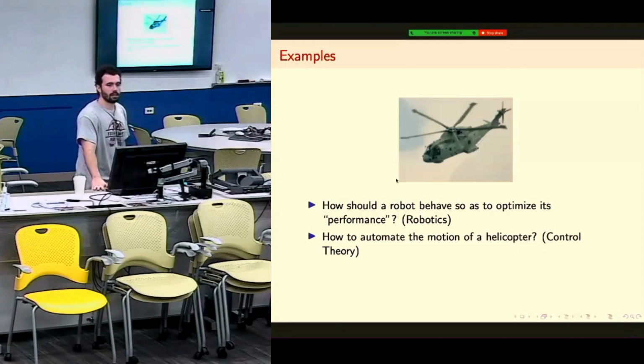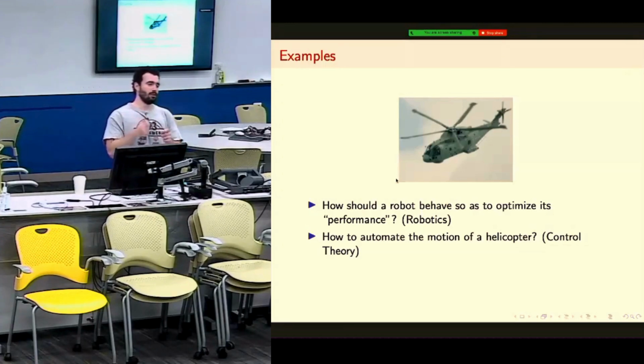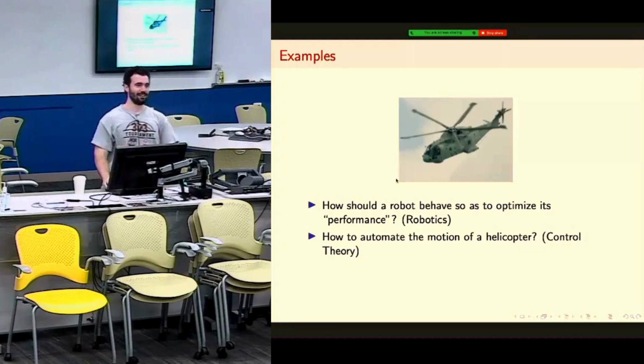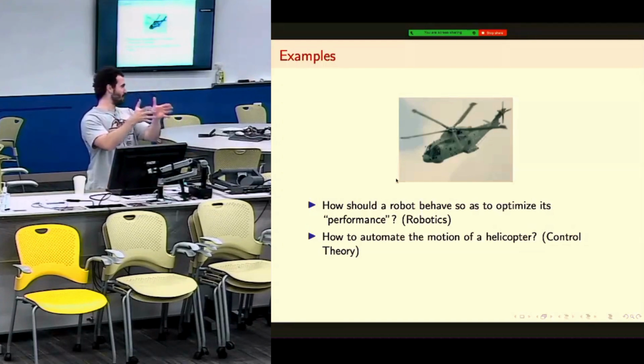So how do you actually automate the motion of a helicopter? Same exact thing. You have a bunch of different things, like you either want to increase the speed that your propeller moves, or you have the other joysticks that I don't know what they do. And those are all your actions that you can take. And your reward is maybe how upright is your helicopter, right? So if your helicopter is upside down, that's probably not good. If your helicopter is right straight up, that's probably good.